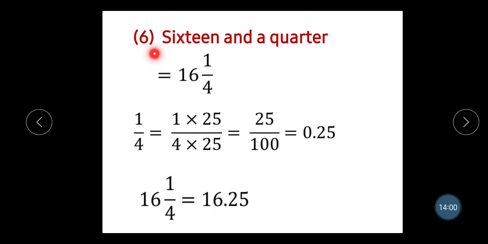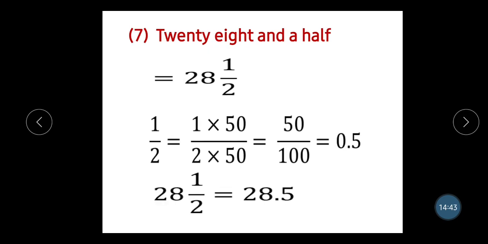Sixth one, 16.25. That is written as 16. Quarter is written as 1/4. In mixed fraction it is read as 16, 1/4. Now you can see the denominator over here is 4. So we need to multiply it by 25. So 1/4 is equal to 1 into 25 upon 4 into 25. That is equal to 25 upon 100. That is equal to 0.25. 16 plus 0.25 we get 16.25. So 16, 1/4 in decimal form is written as 16.25.